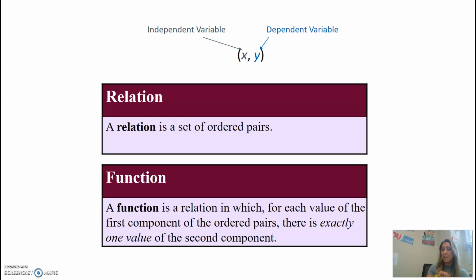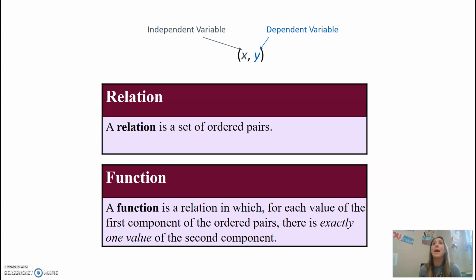So a function is a relation in which for each value of the first component, your x value of the ordered pair, there is exactly one value of the second component. So that means that x is unique and different, and y is unique and different. You can have something like the function y equals x squared, where if I put in 2 for x, I get the output of 4. And if I put in -2 for x, I get the output 4. So while x is different and the y's are the same, that's okay because I have exactly one value.